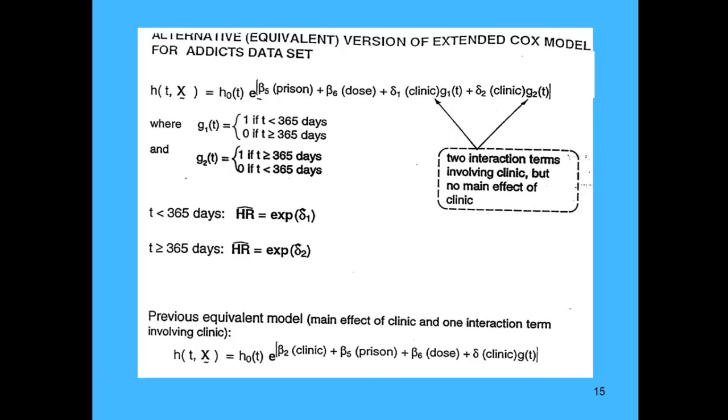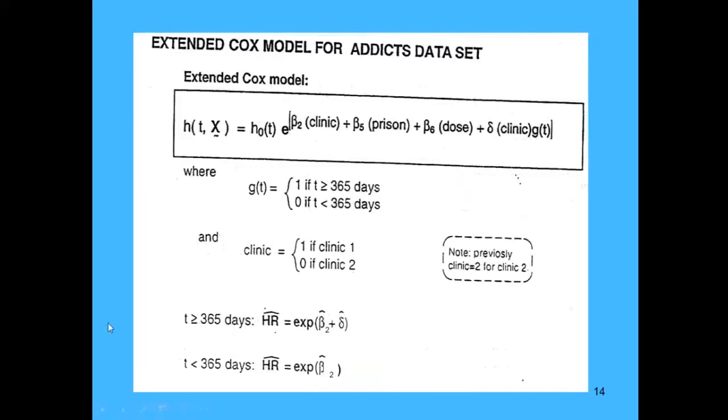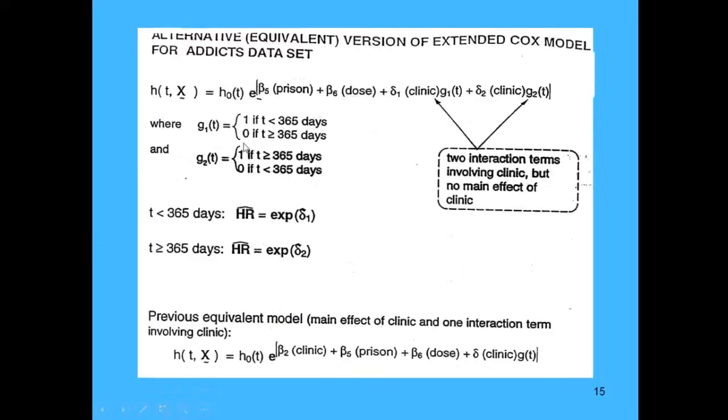Let's look at G1 and G2 of t, how they're defined. Now, they're sort of opposite ways. G1 of t is 1 if t is less than 365, 0 if t is greater than 365. Is that what G was here? No. G was G2. See this G2? That was the original G. G2 is 1 if t is greater than 365, and G is 1 if t is greater than 365. So I've got a G1, which is 1 if t is less than 365, 0 otherwise, and G2 is 1 if t is greater than 365.